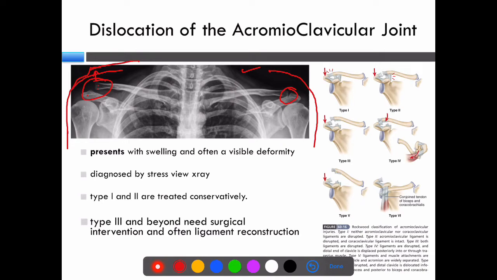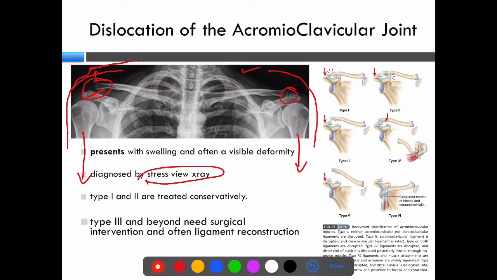It is often missed, especially the early grades on the X-ray. If you do a stress view X-ray, that is, if you suspend weights from both upper limbs, then the occult AC joint subluxation may become more prominent, and you can diagnose it easily. According to the Rockwood classification, there are 6 grades for AC joint dislocation.